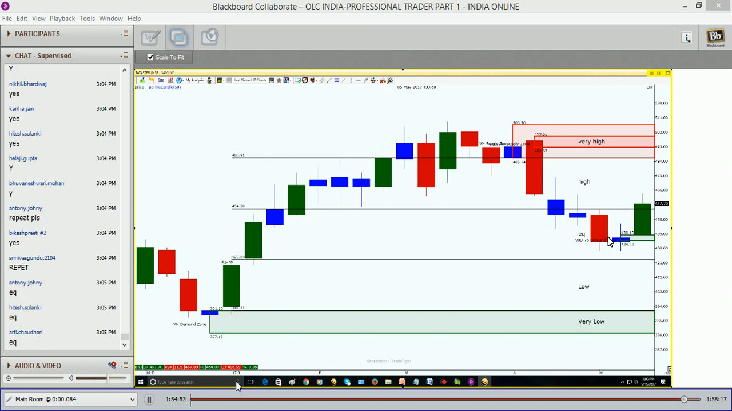Equilibrium we generally don't use for buying. Buying is generally done where? Buying is generally done at the lower end or at the very lower end. That is why that is not a good level to go ahead and take a trade. Does everybody follow me now?